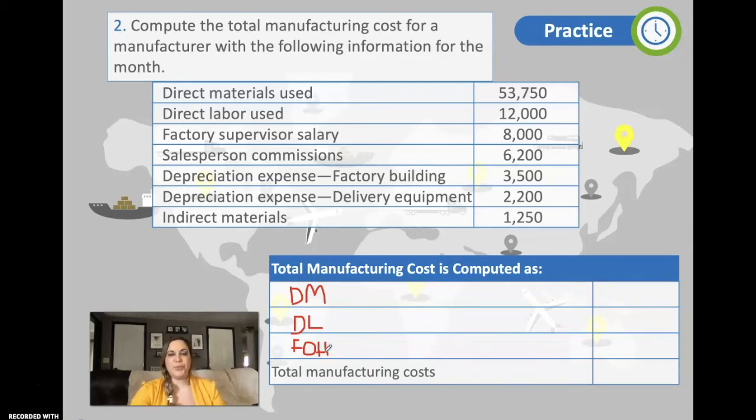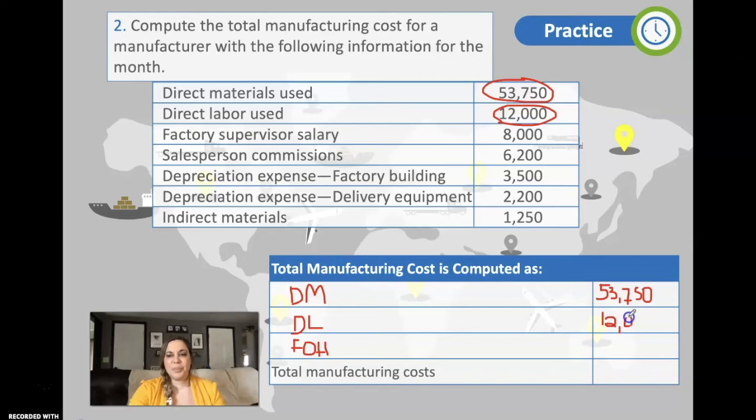It would be the first one, direct materials used, $53,750. Take a moment to look through the accounts and find which one would be direct labor. It would be the second line, direct labor used. This part is pretty easy, $12,000.